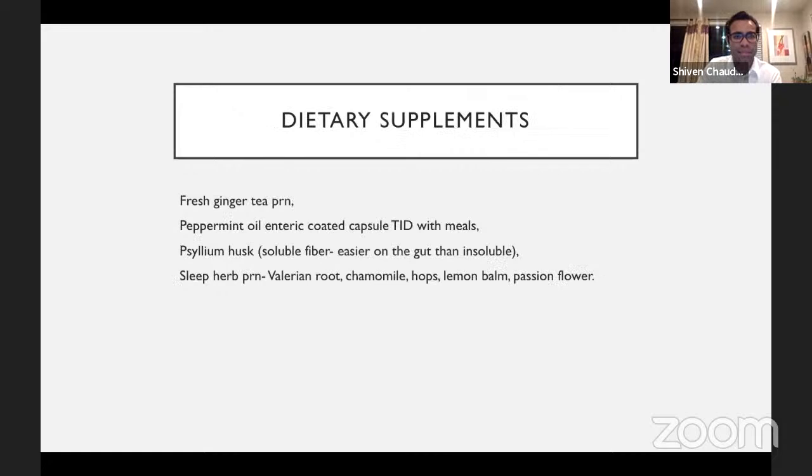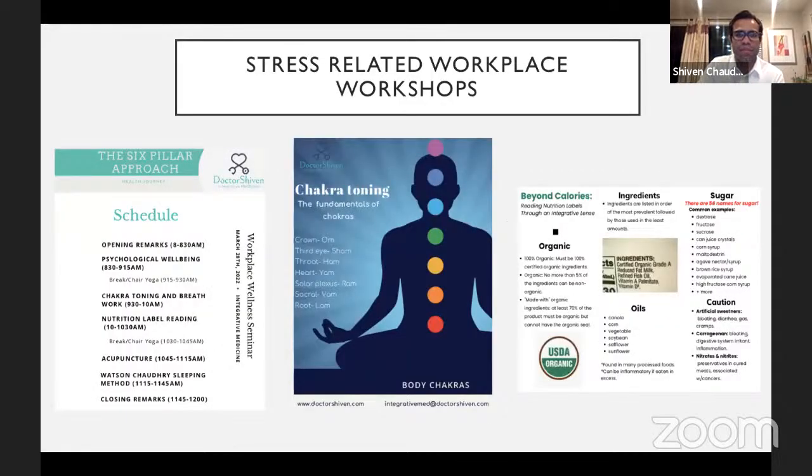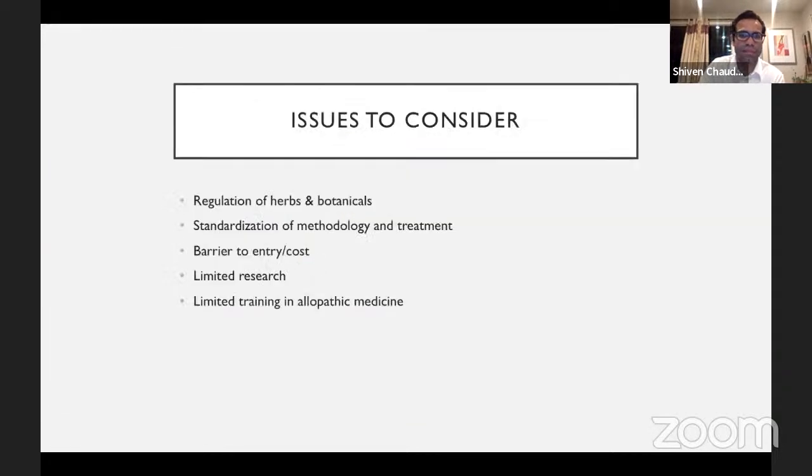We put her on some dietary supplements: fresh ginger, peppermint oil, psyllium husk, which is a soluble fiber. And then we put her on some sleep herbs, things like valerian root, chamomile, hops. Hops are the same things that are found in beer. Is it an herb? Lemon balm, passion flower. All right, I'm going to skip this as well. This is just a seminar that we did for stress in the workplace.